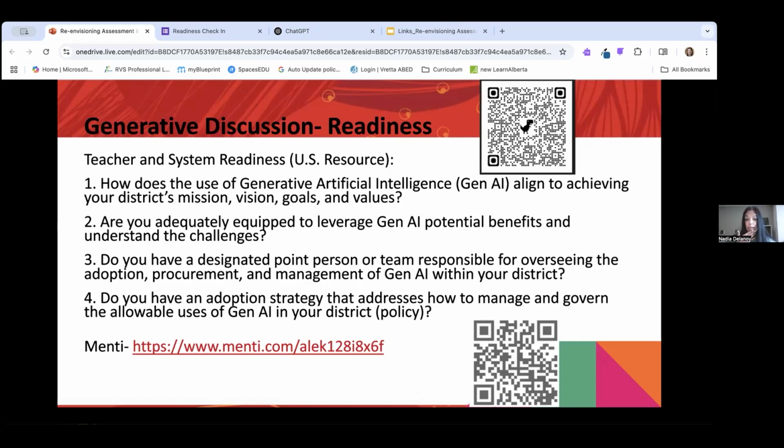And we've also created a Mentimeter that will allow us to have you think about the different ways in which you can consider readiness. So I'll just share with Jodie.